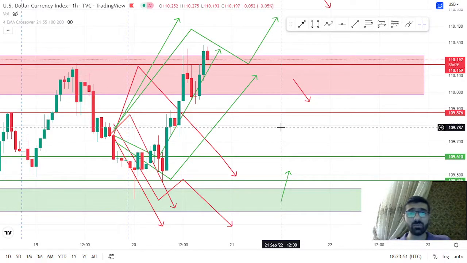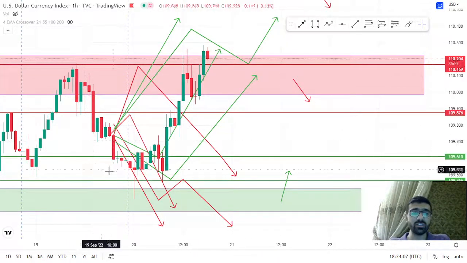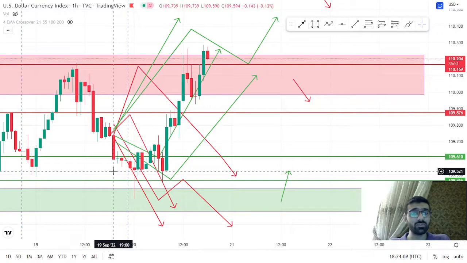Okay, we make daily profits and our accuracy is more than 80 to 90%. All the scenarios that we give you guys, definitely some of them get hit, and if we are vigilant enough, then we make good profits. So guys, come on, let's discuss the dollar analysis from where we left off previously.